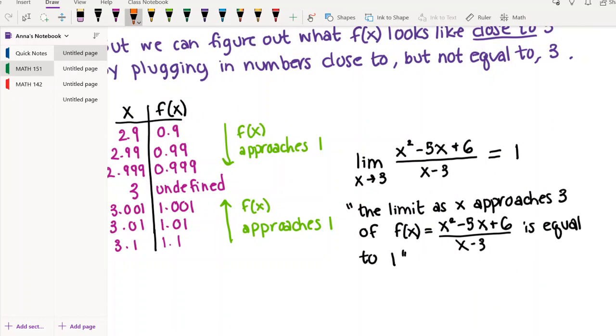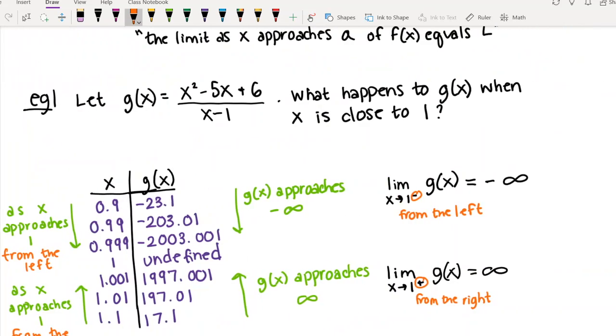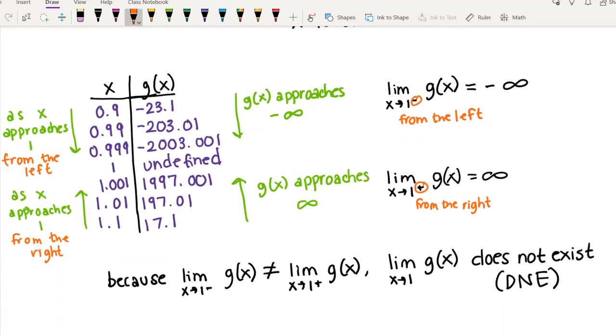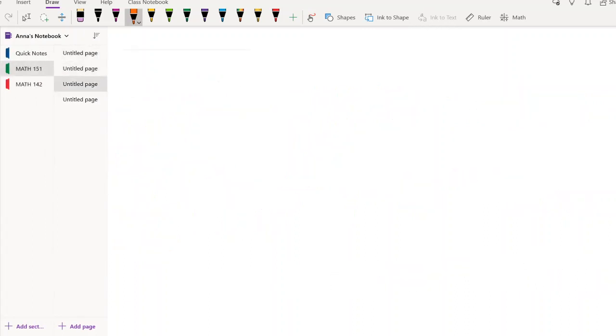It did equal one. Whereas in the example we just did, individually, the left-hand and the right-hand limit, that's what these are called, those individually existed. We got answers for both of those, but they didn't agree. So when you try to put them together, overall, you say the limit does not exist. So I'll write that down as a general fact.